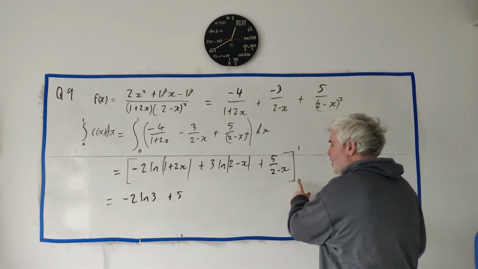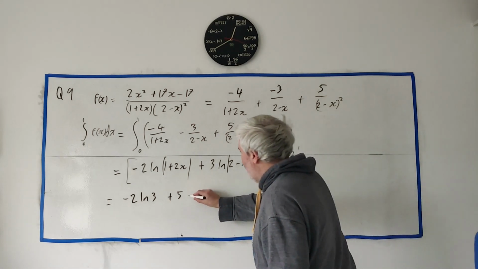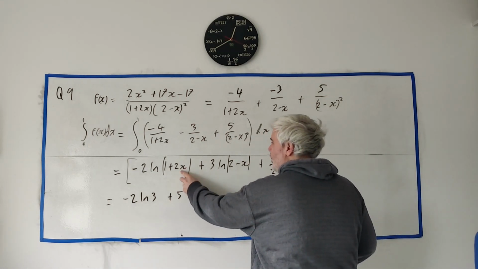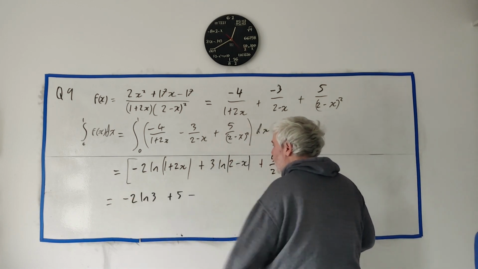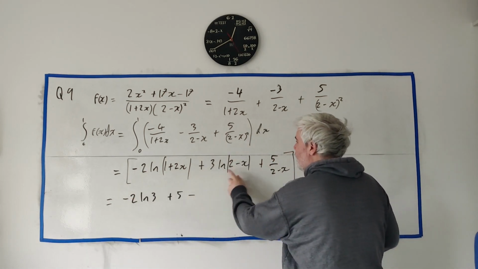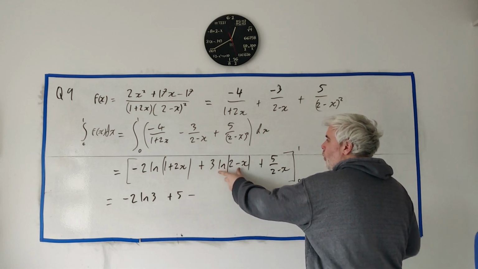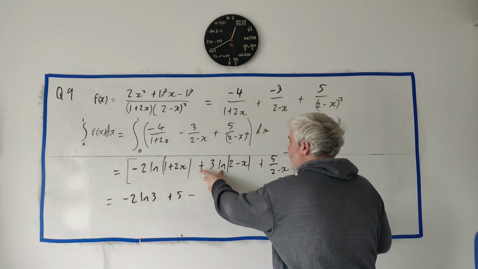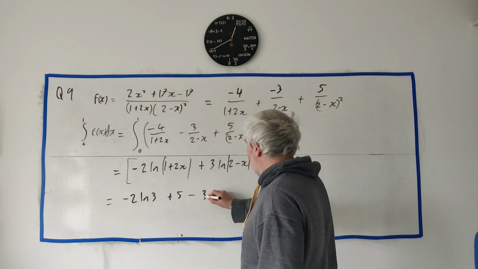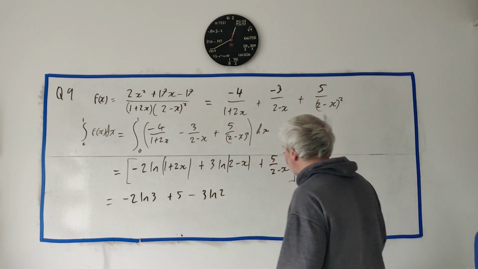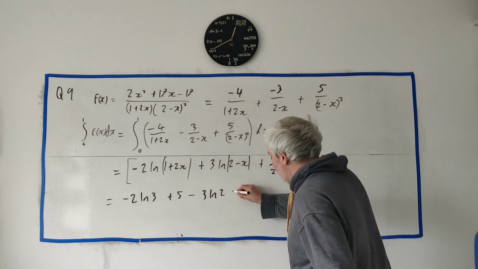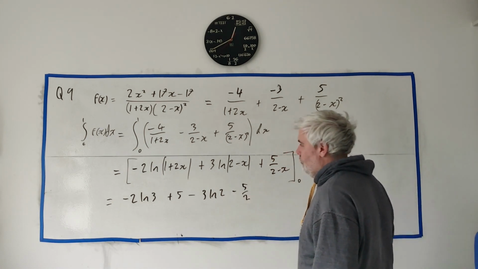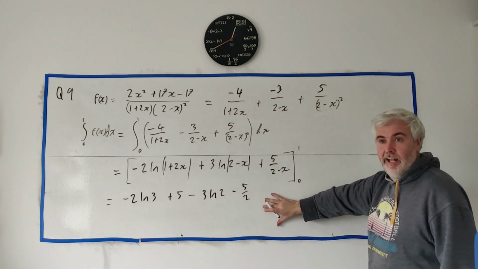Okay, then minus. We put 0 in. So we put minus, 0 goes in, we get natural log of 1. That's nothing, so get rid of that. Minus, let's put 0 in. We get minus plus, so minus 3 natural log 2. And put 0 in here, we get 5 over 2, minus that 5 over 2. That's it, that's all of that evaluated.